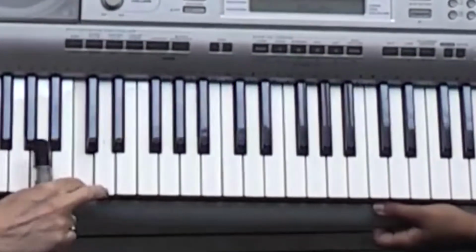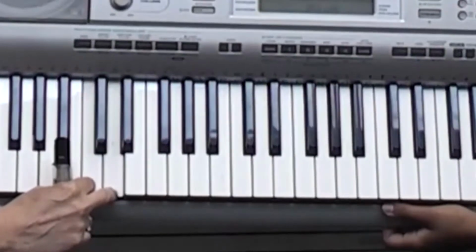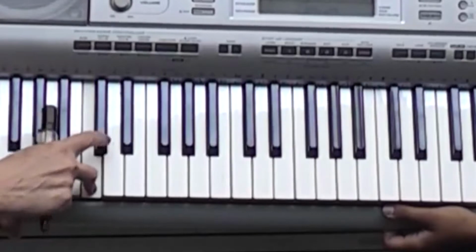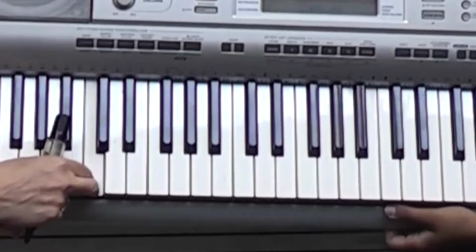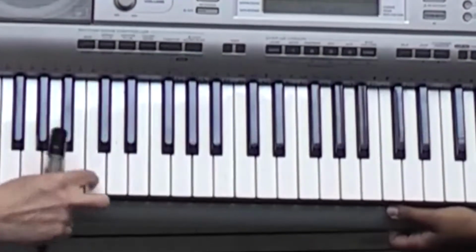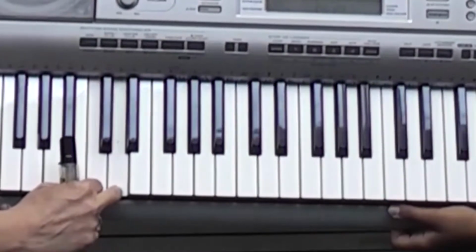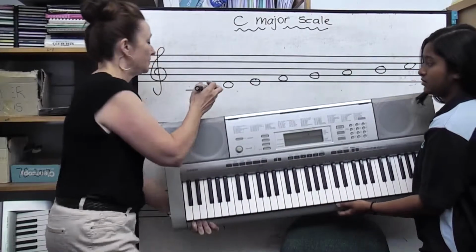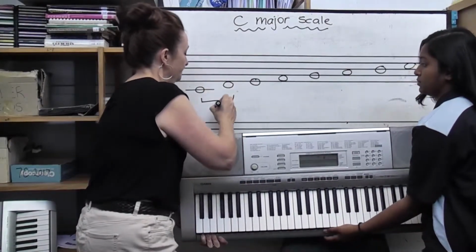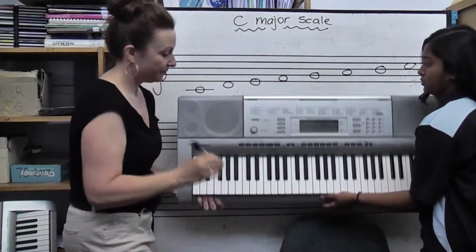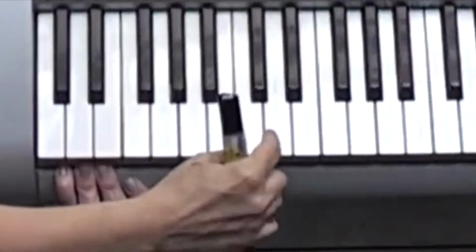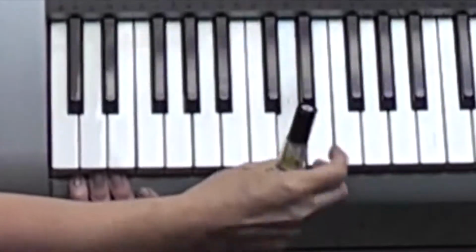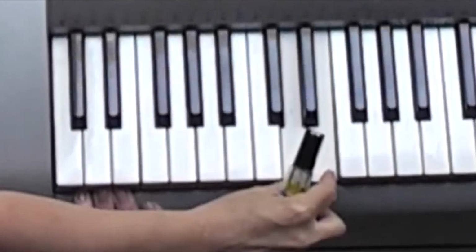So C to D, is it a tone or a semitone? There is a note in between the two, so it's 1, 2 steps. If it's 2 steps, that is 2 semitones, therefore from C to D is a tone, because a tone equals 2 semitones. So from here to here is a tone. So let's have a look. D to E. There is a note in between, therefore that must be a tone as well.